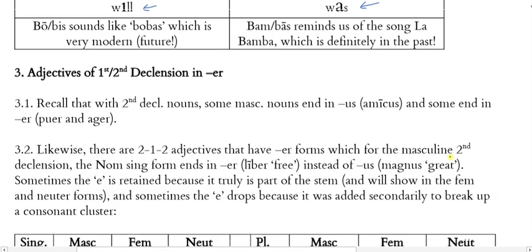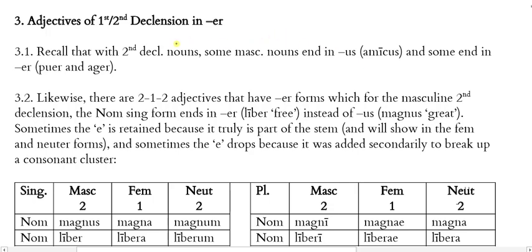Now, the last thing we learn in the lesson is that there are some adjectives in the first and second declension that have er forms. Recall that when we were discussing second declension nouns, some masculine nouns end in us, like amicus, which is friend, and some of them end in er, as in puer, boy, or ager, field. All right? So there are some 2-1-2 adjectives. Remember, second, first, second declension. Masculines 2, feminines 1, neuters 2 here for the declension patterns when they're adjectives.